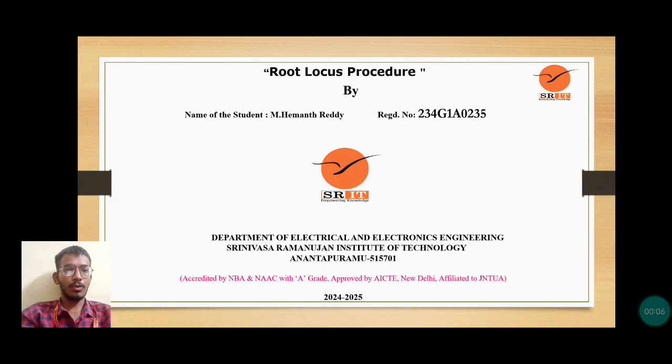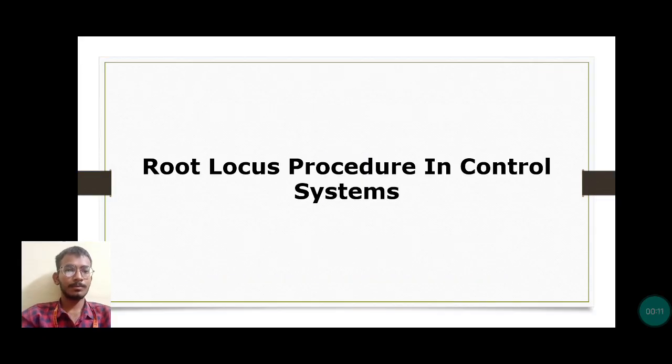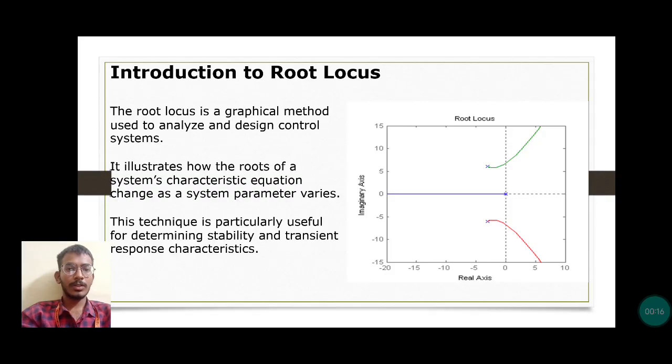Today I want to talk about the root locus procedure from the control systems course. Root locus procedure in control systems. Introduction to root locus. The root locus is a graphic method used to analyze and design control systems. It illustrates how the roots of a system's characteristic equation change as a system parameter varies. This technique is particularly useful for determining stability and transient response characteristics.